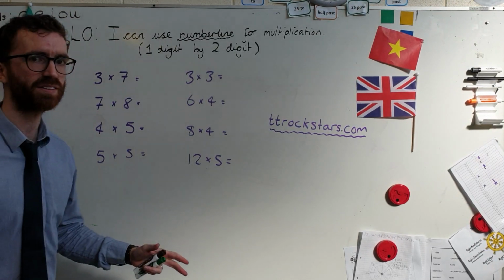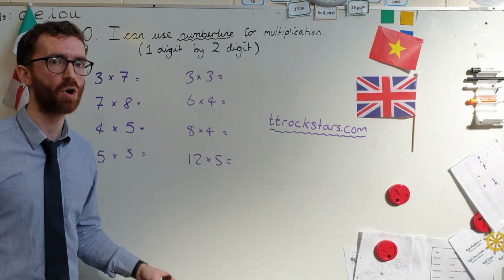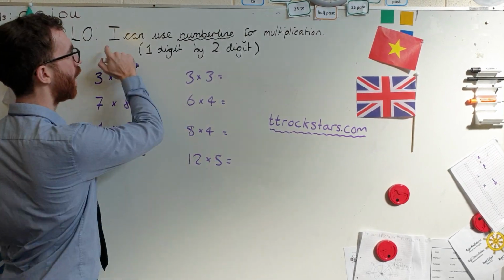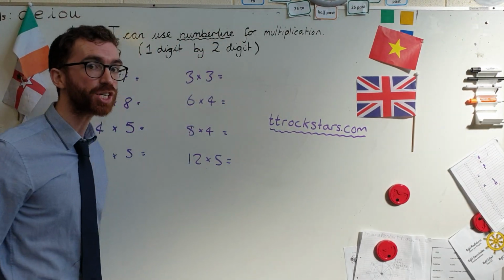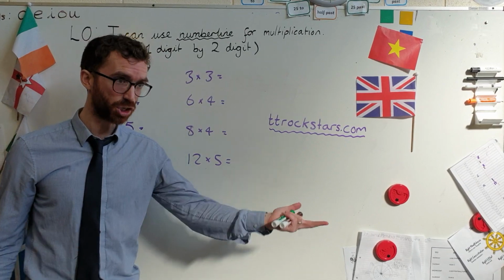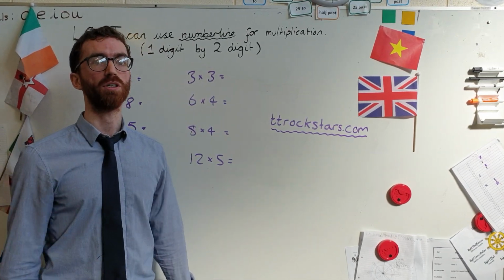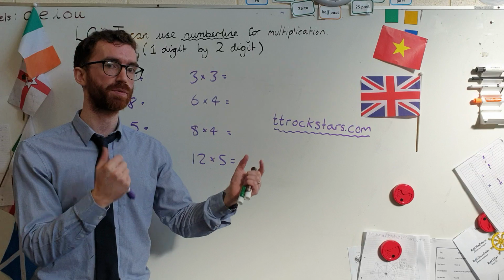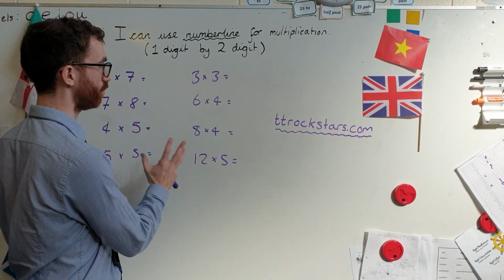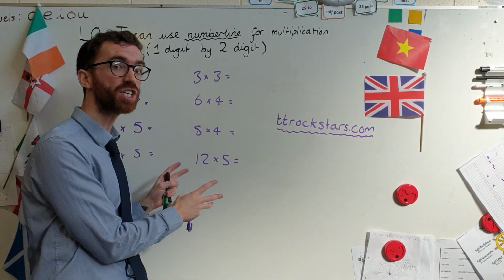Hello and welcome to this lesson, which is another lesson all about the number line. This time I can use a number line for multiplication. We've used it for addition when we've been counting onward numbers. We used it for subtraction when we're looking for the difference between two numbers. We're also going to use it now for multiplication. We will use it for division as well.